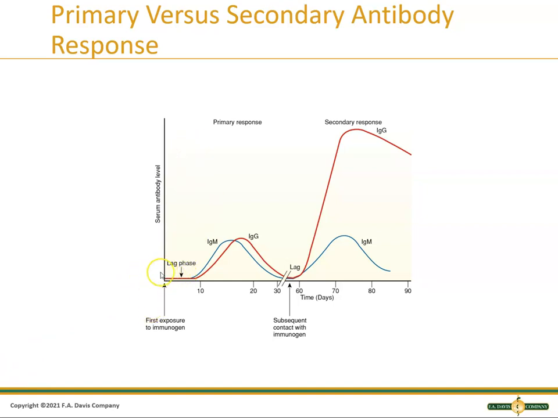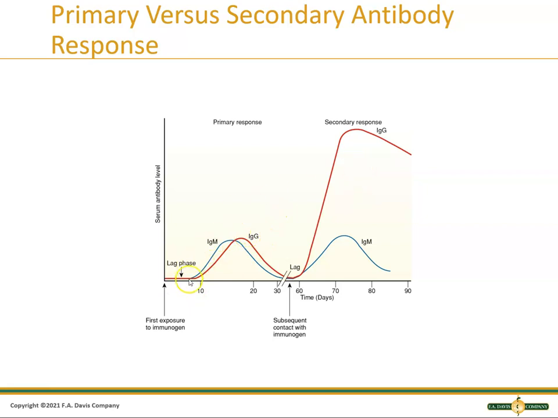So when you first get exposed to the immunogen, see we're using that term immunogen this time. That means it's an antigen that we're able to produce an immune response to. So there's a little bit on the first exposure, the primary response. There's a lag phase. In other words, for like 7 to 10 days, no antibodies are being formed. So the innate system's doing its duty.